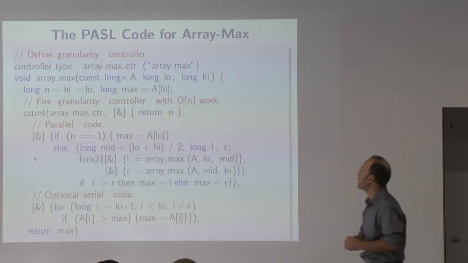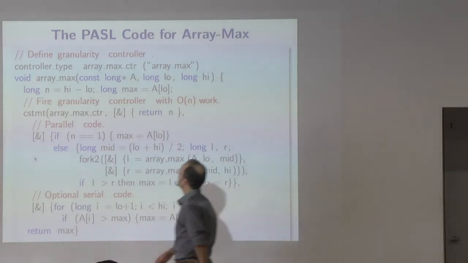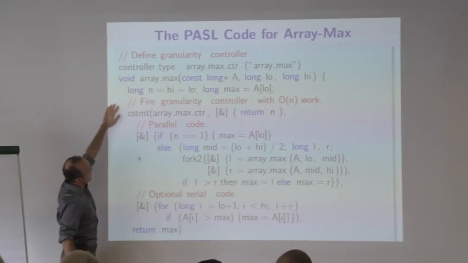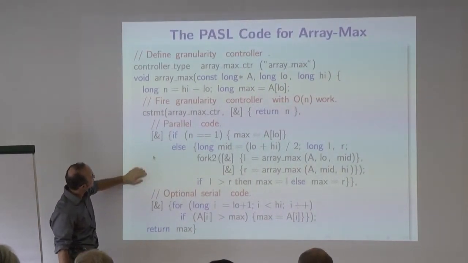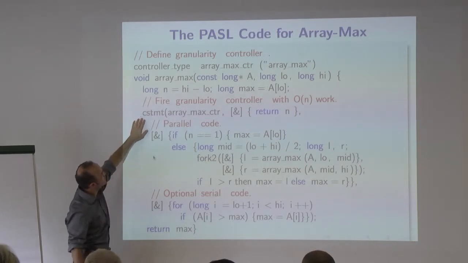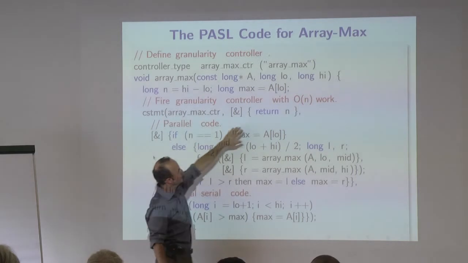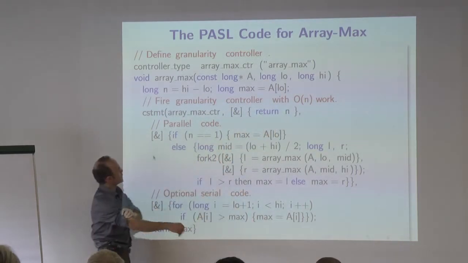Okay, so here is the code in C++ for array max. So let's go through this carefully. We define first the granularity controller, the top line there. And then this is our code for array max. This piece of code here says, well, we're going to granularity control this statement. And the complexity is linear. Note that I just simply return the size of the array.